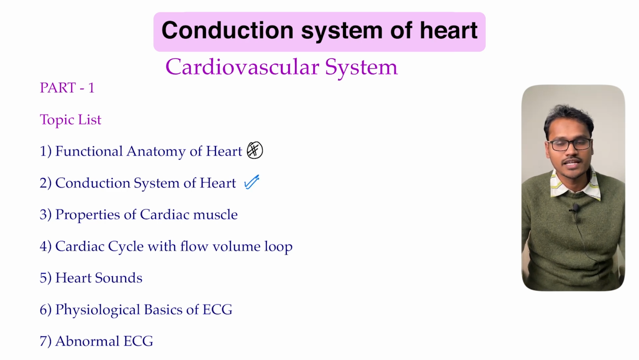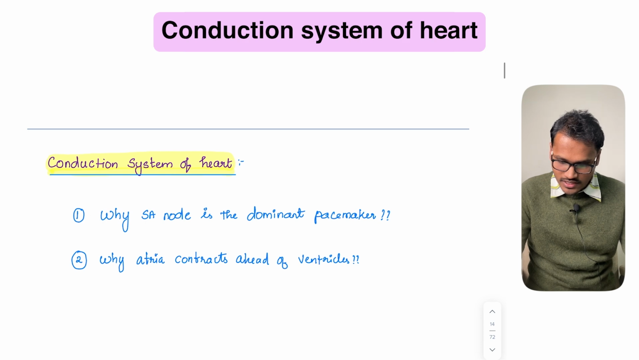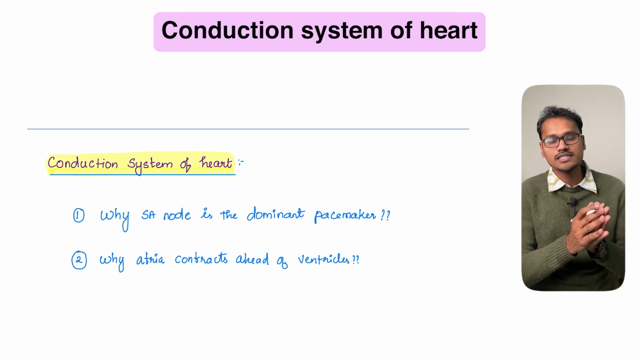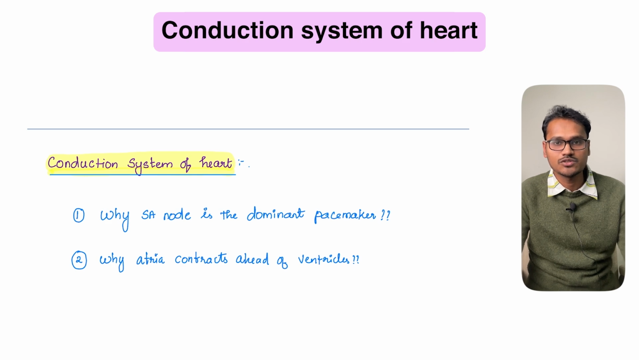The topic today is the conduction system of the heart. We have discussed the functional anatomy of the heart in the previous video. Now we are going to discuss the conduction system of the heart. What is the conduction system all about? It is about where the energy or impulse is generated, and from there it is transmitted along a pathway, and the entire ventricular muscle also gets activated. This process is called the conduction system of the heart.